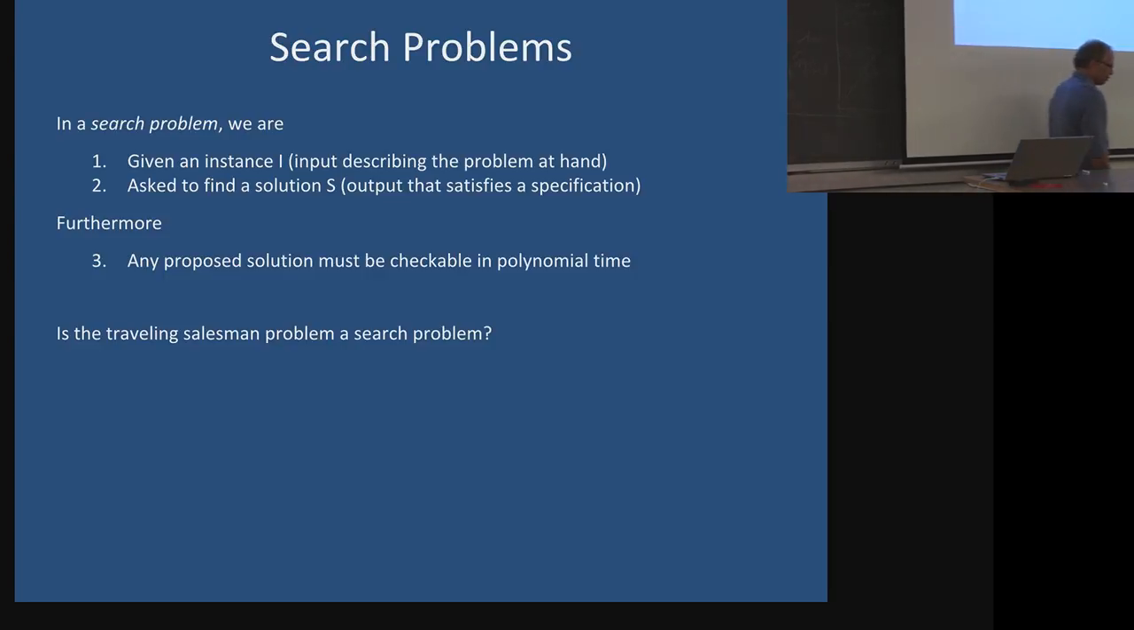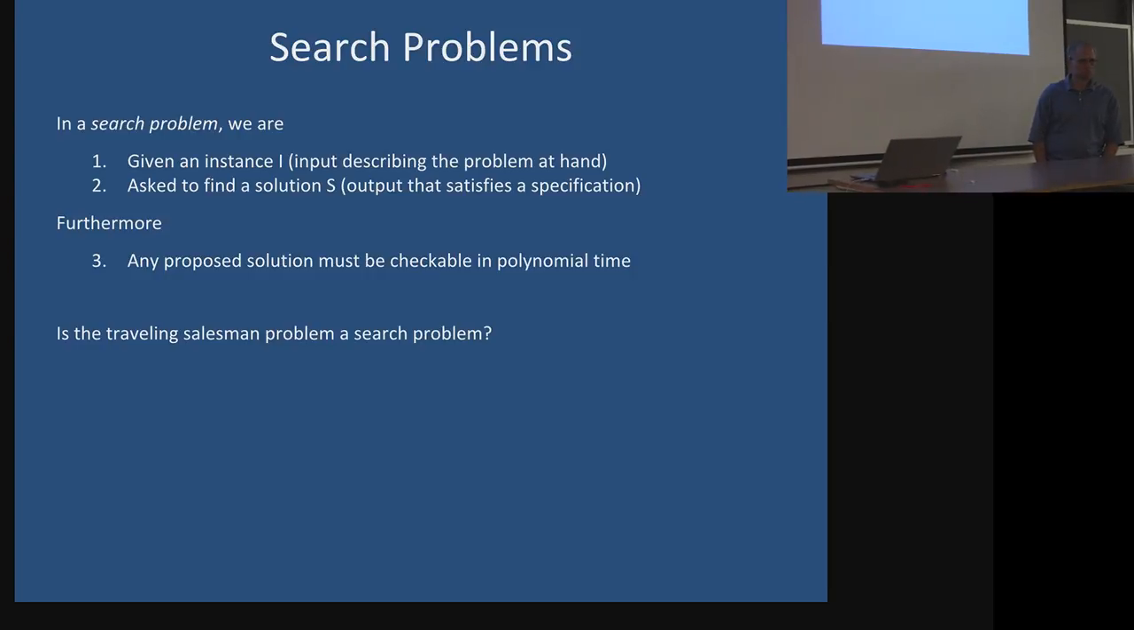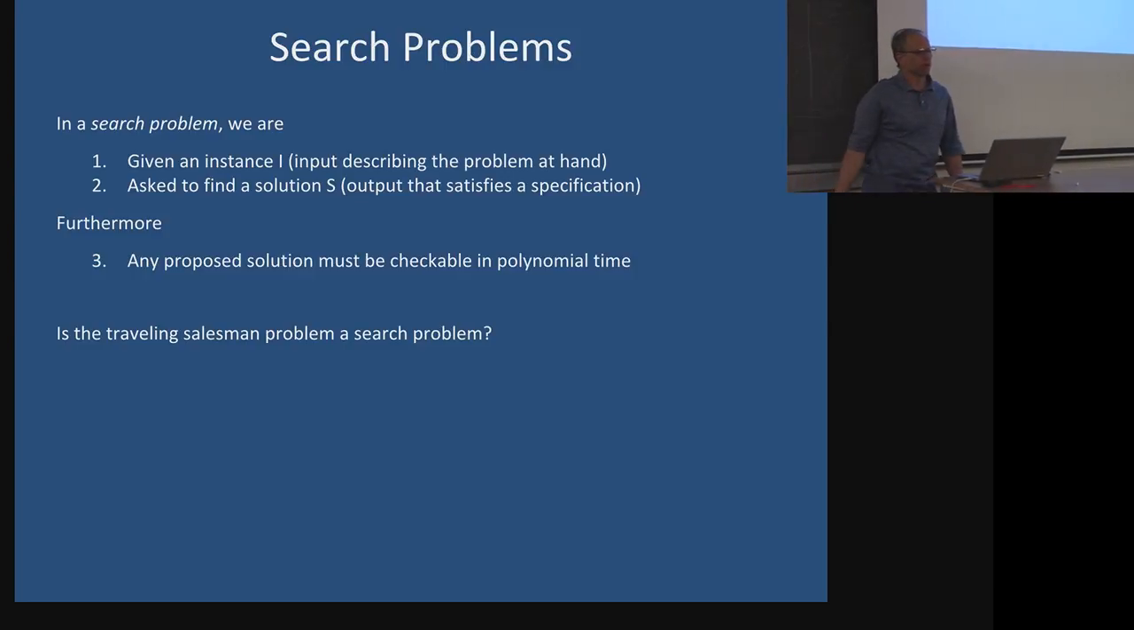So if someone gives you a solution to the problem, so let's say you give them the problem instance, namely a graph, and you ask them to find a solution, namely a set of edges that satisfies the problem. It's called a search problem if any proposed solution can be checked in polynomial time. So think about the shortest path problem. Is that a search problem?